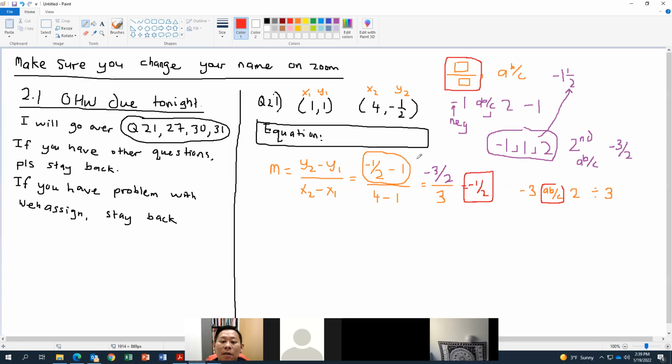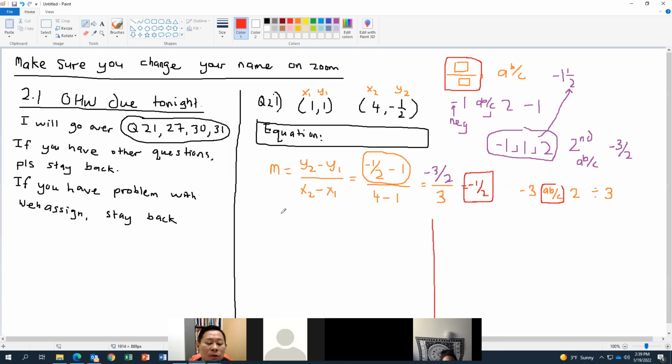Okay. So this question is not asking for slope. This question is asking for the equation. Now, there are two ways for us to find the equation in this case. So up to you what you want to do. The first way is using y equals mx plus b. You just need to plug in the point and the slope into here, and you find b. So this is one way to do it.